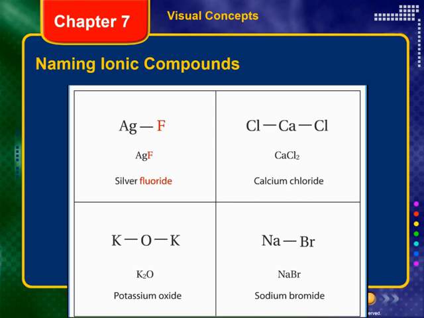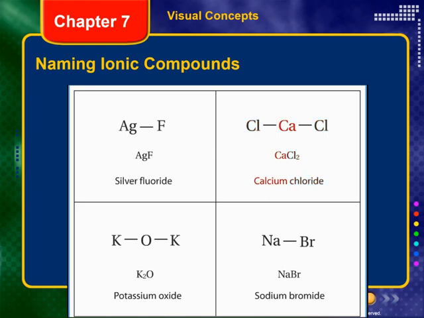charge, and chloride only has a -1 charge, and so we're going to have 2 of the chlorides to balance out that +2 charge on the calcium. So we need 2 chlorides for this one calcium. Calcium chloride.